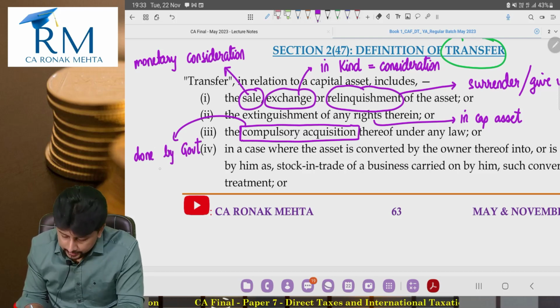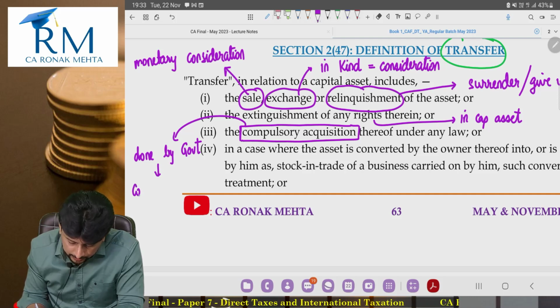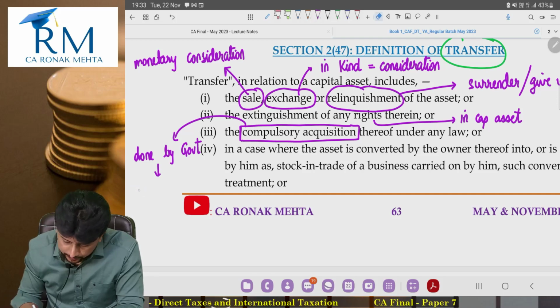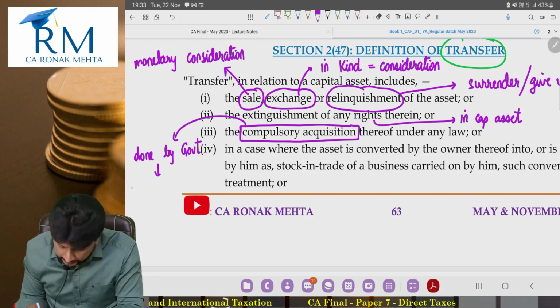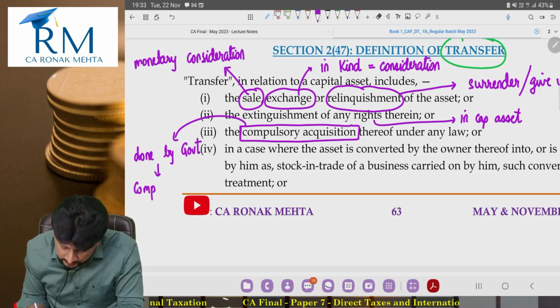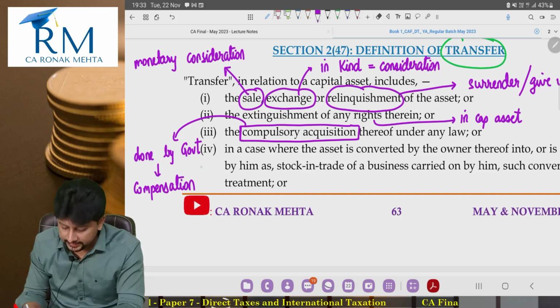Sorry. And what you will be getting is not called consideration. What you will be getting is called compensation. Government is compensating you for taking away the land, for taking away your capital asset.